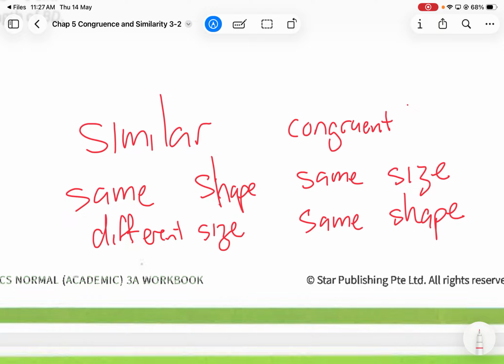Okay, it is back to same shape. Both similar and congruent have the same shape. Congruent must have the extra condition, same size. Similar can be a different size.